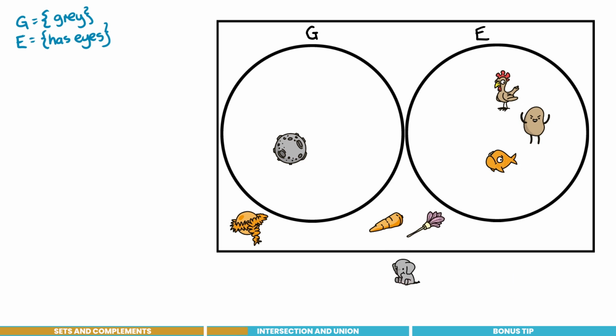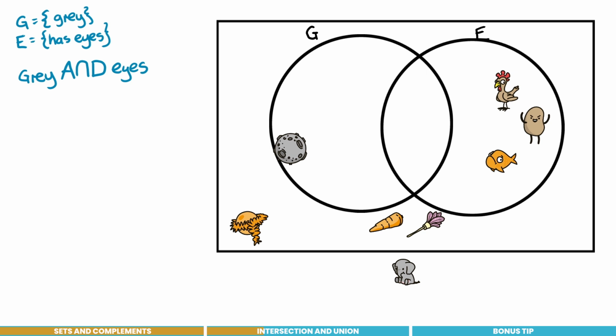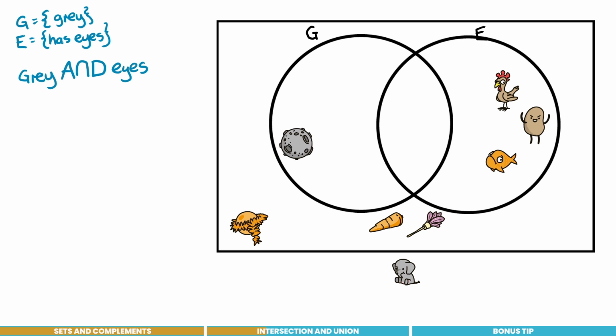Now, the elephant is grey and has eyes, so it needs to be in both circles at once. This isn't possible with the circles in this position. However, if we overlap the circles, which you will see in lots of Venn diagrams, we now have an area here where items need to be grey for the G circle and have eyes for the E circle set. Perfect for our baby elephant.